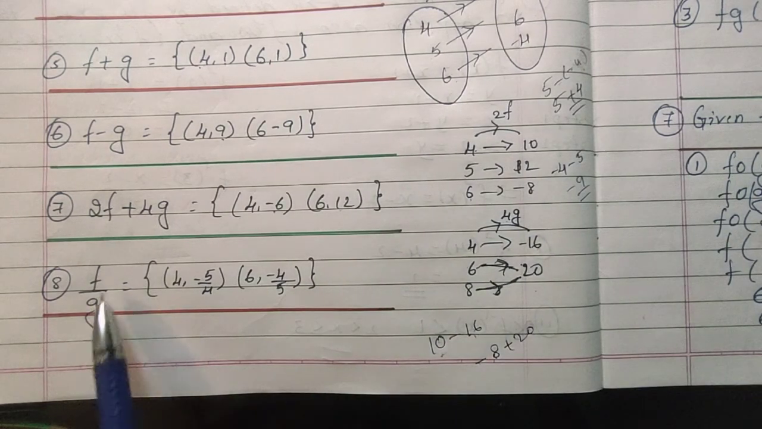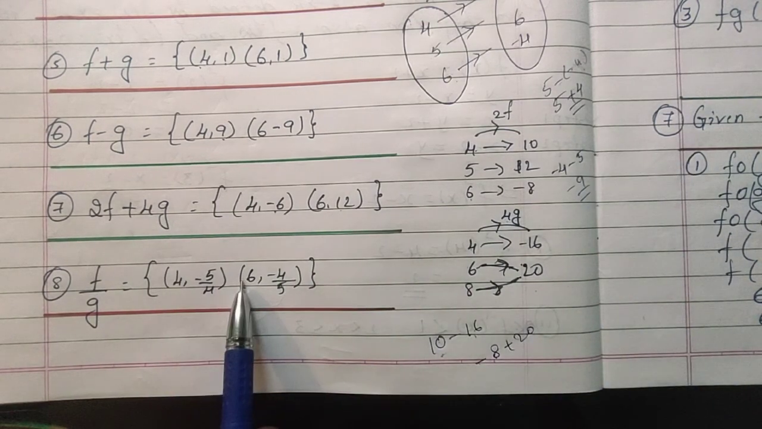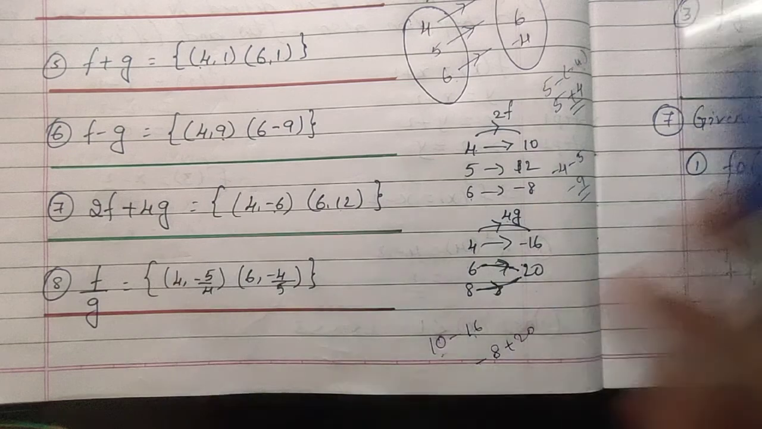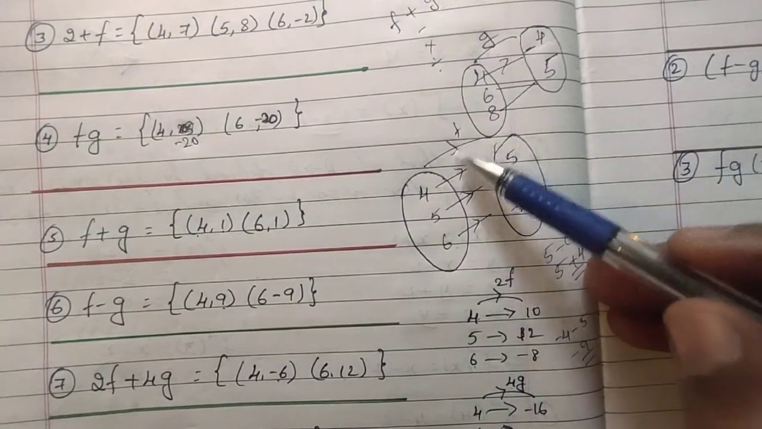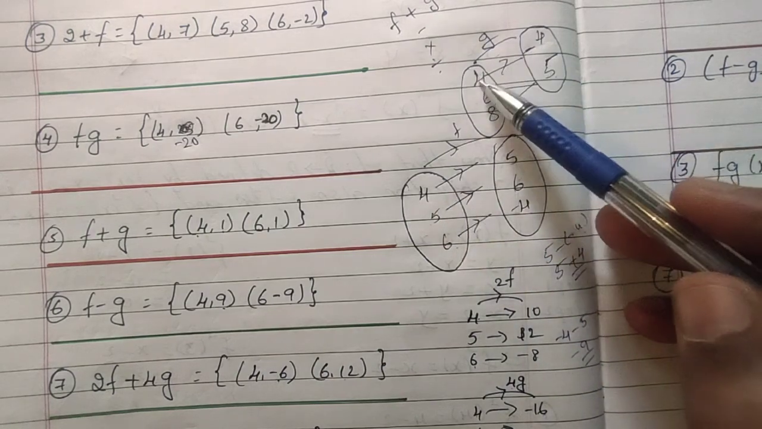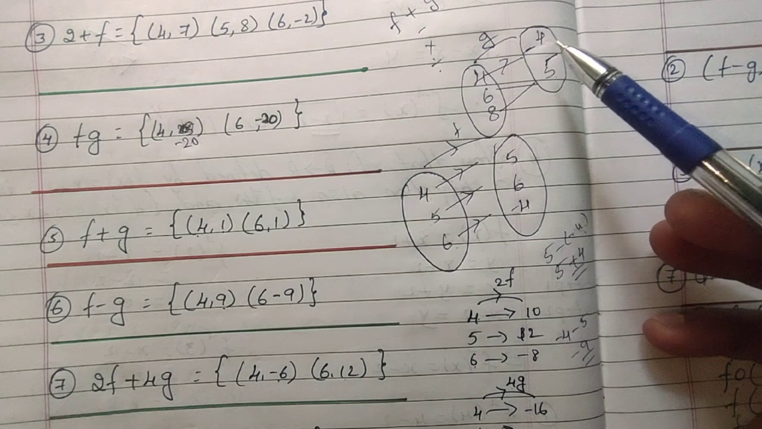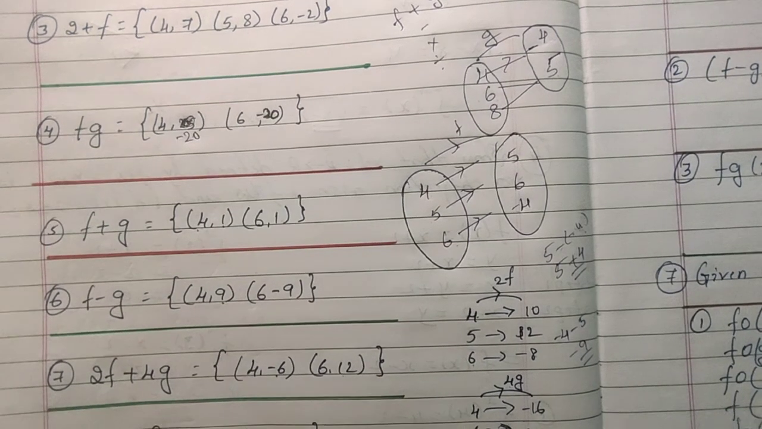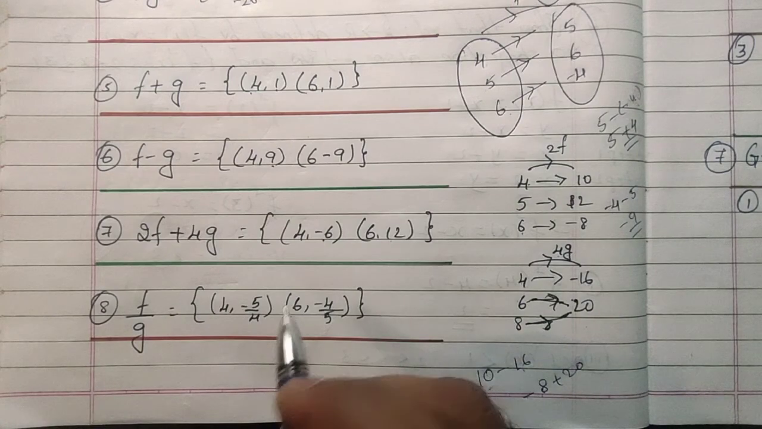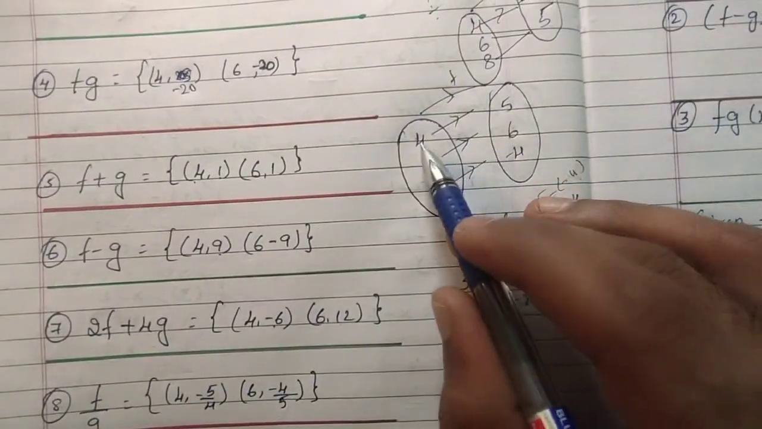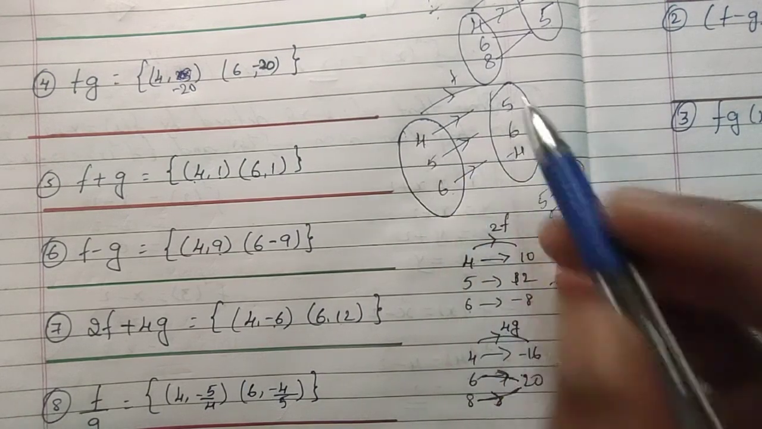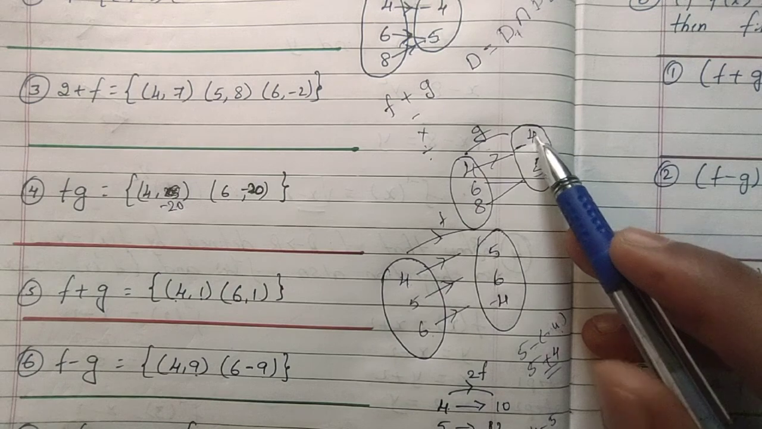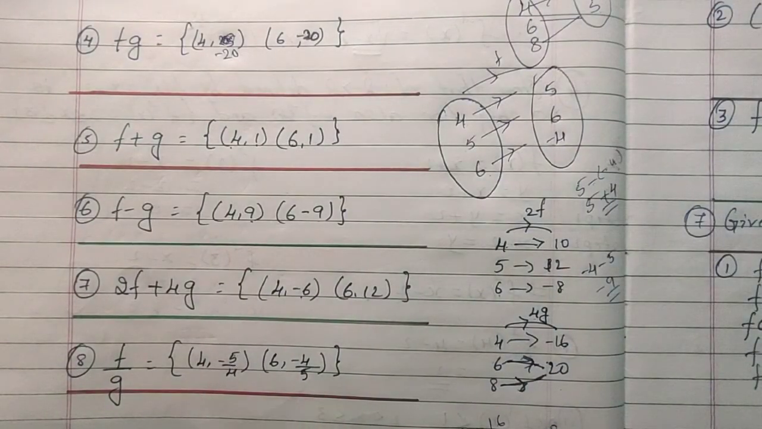Similarly, we should divide f and g. So common domain is 4 and 6. What is the range of f and g when domain is 4? See, in the f function range is 5. In g function range is minus 4. Sorry. So in the function f, domain is 4 means range is 5. In g function, domain is 4, range is minus 4. This 5 and minus 4 we need to divide. So when you divide that, you will get minus 5 by 4.